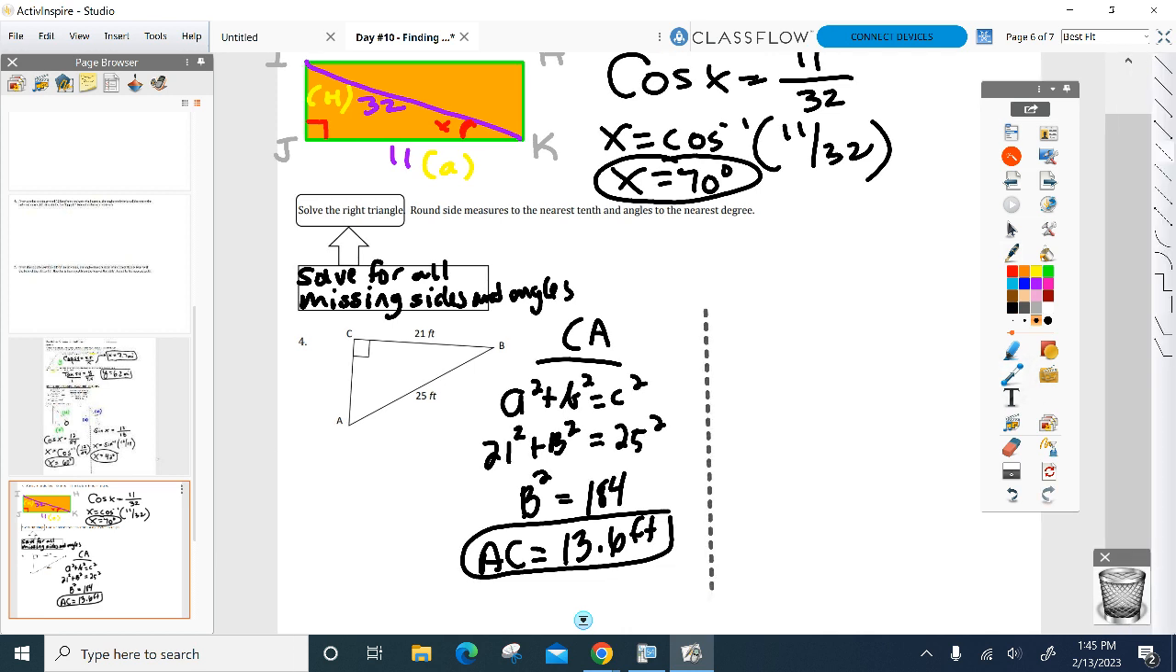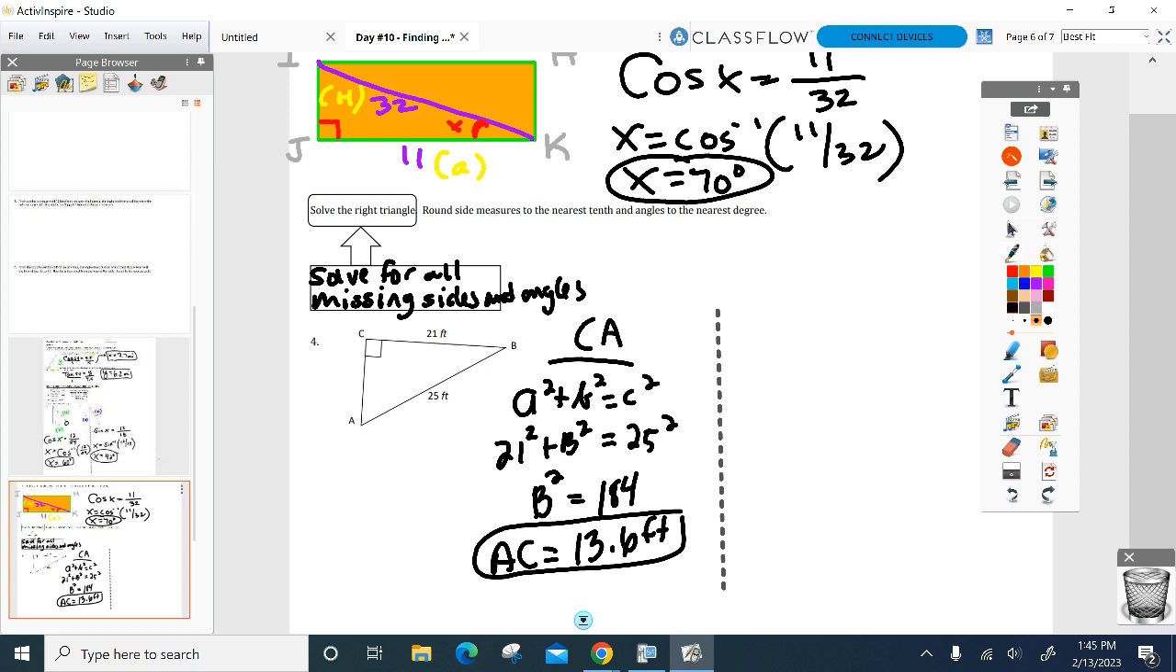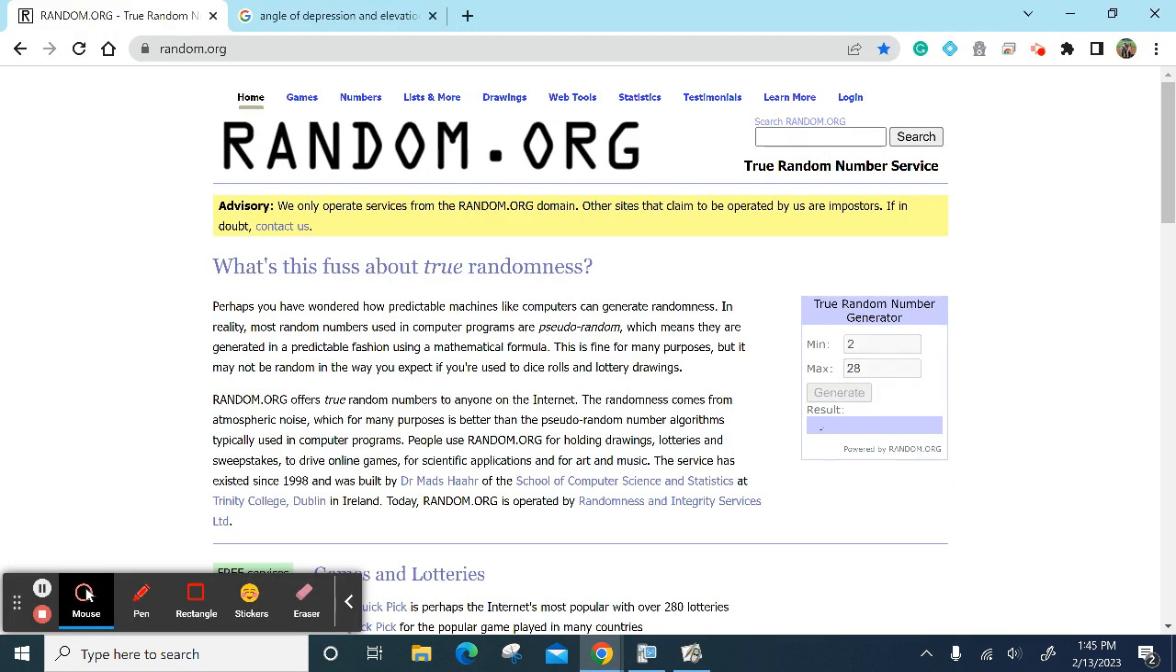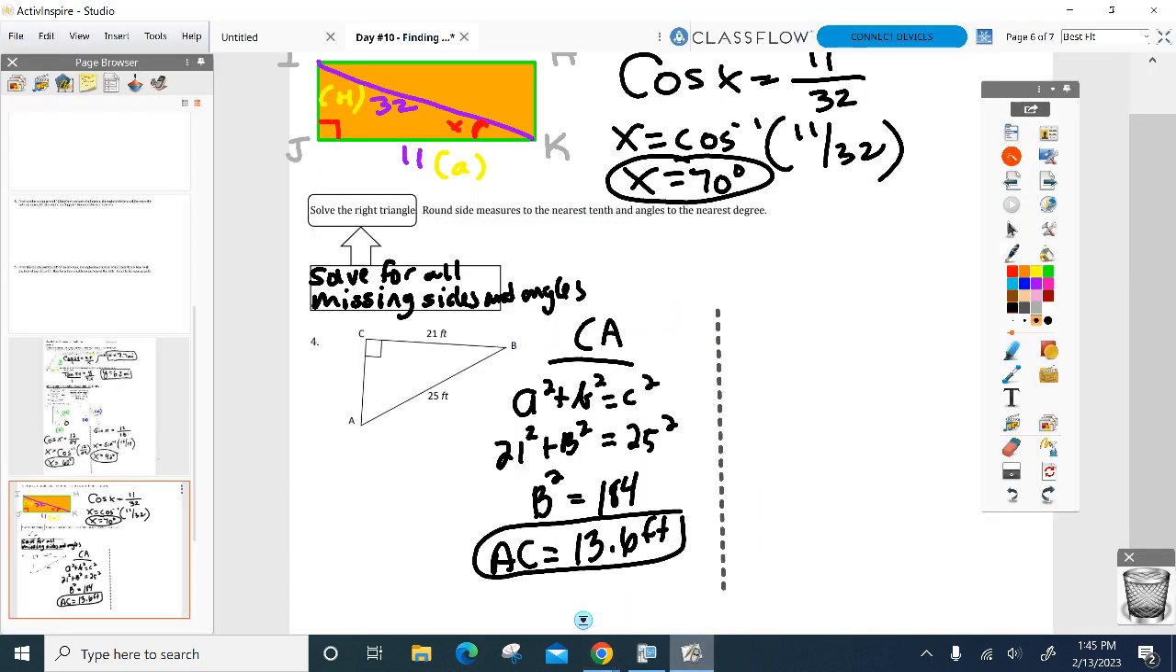All right, your call on the next one. I don't care which angle, because we've got to solve it, remember? Your call on the next one. What angle do you want to solve for? B, here we go, everyone. Angle B.